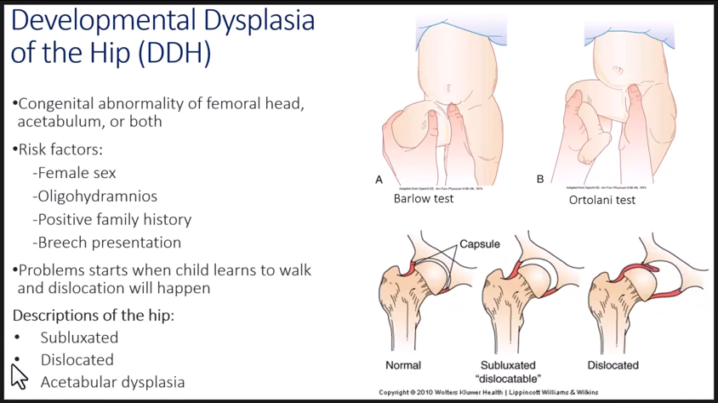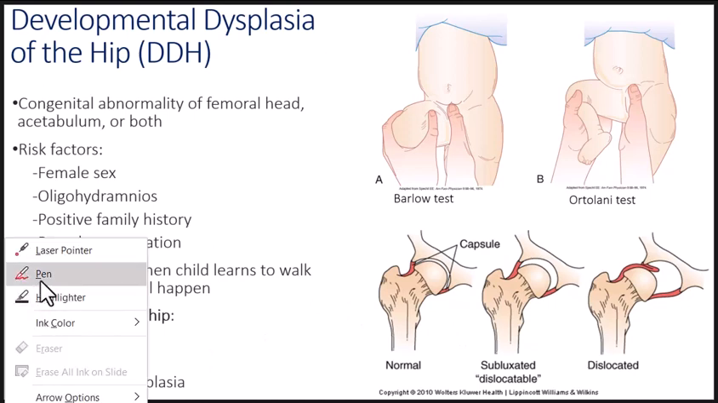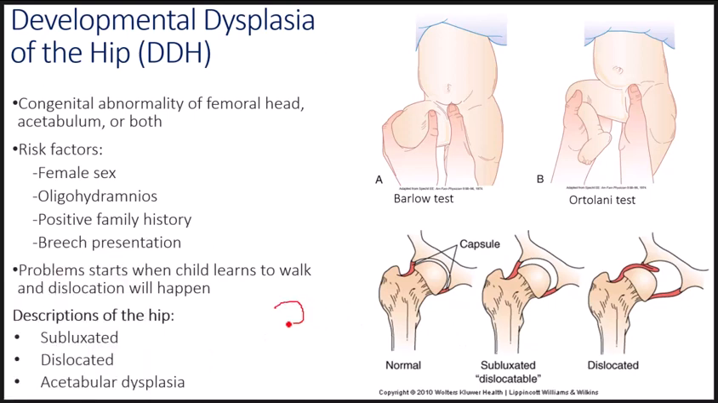With acetabular dysplasia, and I don't have an image here, the femoral head is located okay. Its location is okay. But the problem is the acetabulum. The acetabulum is too shallow. So instead of a nice deep acetabulum for that femoral head to fit into, it's more shallow. And if it's more shallow, then that femoral head that sits in there is not going to be able to stay in there, no matter how well that femoral head is designed.